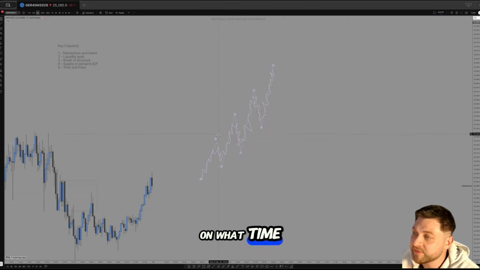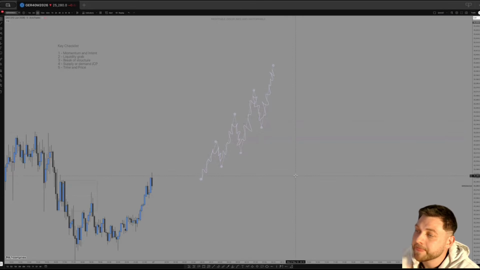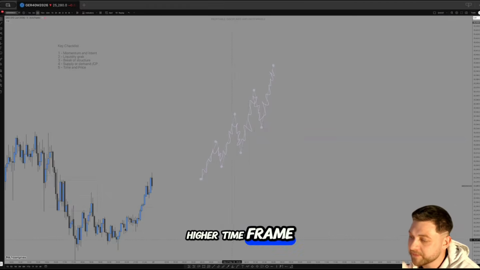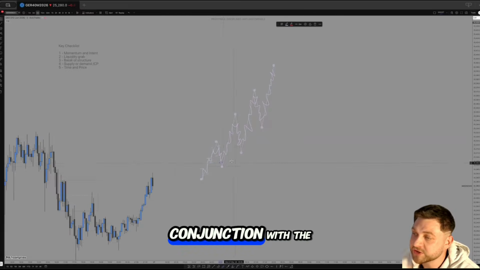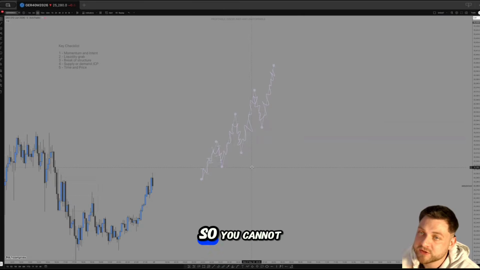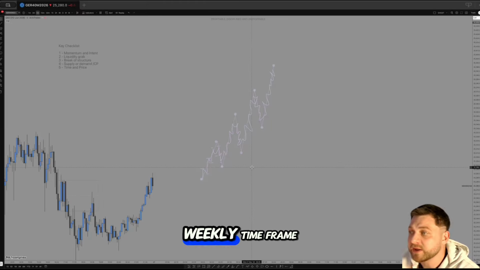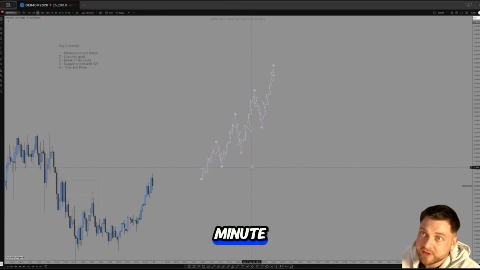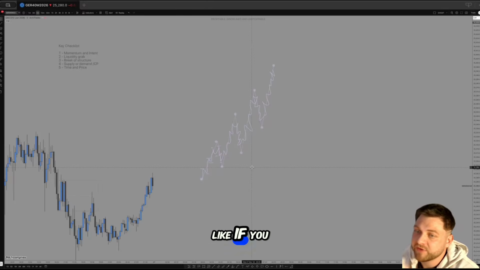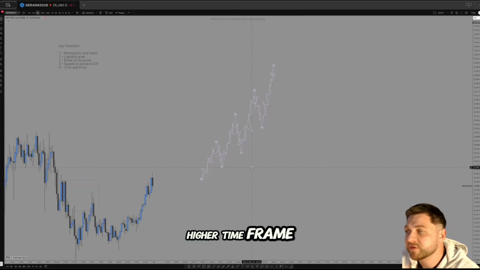It all depends on what time frame you use to enter. It all depends which time frame you will then use as your higher time frame. But everything in between, which will be these structure levels here, will be lower time frame, 15-minute, 5-minute. Like I said, you have to use them in conjunction with the time frame that you enter. So you cannot enter on a 5-minute but use a weekly time frame as a higher time frame. You cannot enter on a 1 minute and use a monthly as a higher time frame. If you enter on 5-minute, 1 minute, your higher time frame should be 15-minute, 30-minute, right?